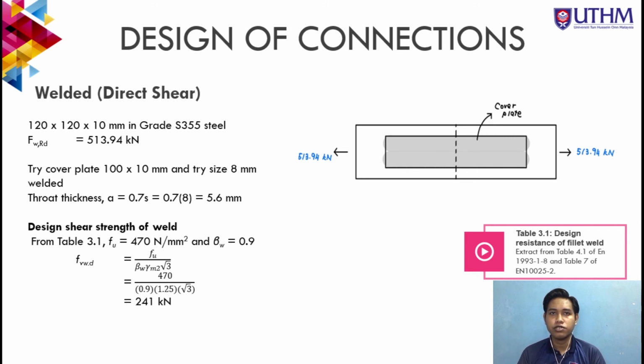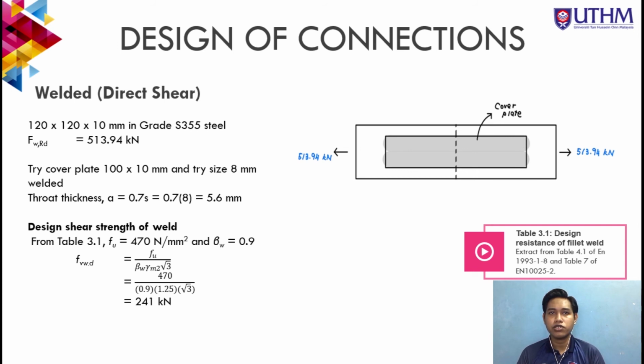After that, we need to find the design shear strength of the weld. From table 4.1 in Eurocode 3, the design resistance of fillet weld, we found that the FU equal to 470 Newton per millimeter squared and BW equal to 0.9.